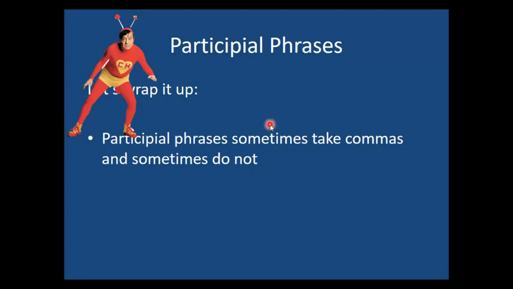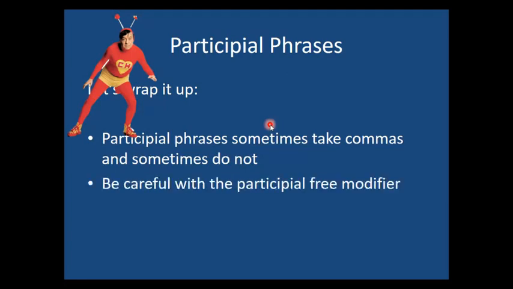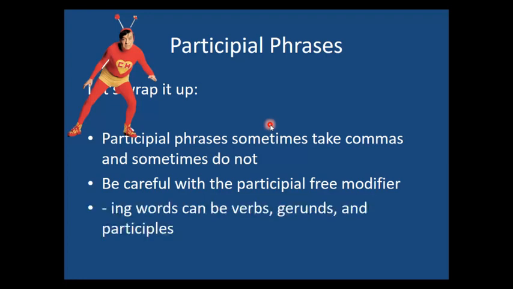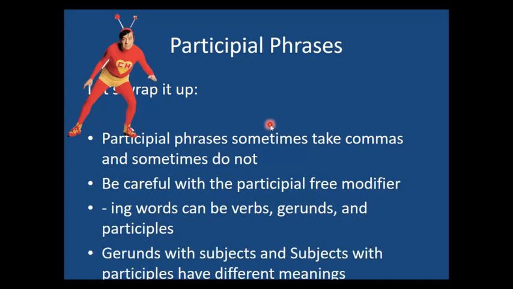All right. So a participial phrase sometimes takes commas, sometimes it doesn't. Second thing, be careful with that free modifier. You put it at the end of the sentence with a comma to modify the word all the way at the very beginning. Remember, ing words can be verbs, they can be gerunds, they can be participles. That's what makes grammar both amazing and really stupid. And then lastly, gerunds with subjects as opposed to subjects with participles have different meanings, as we proved in that last little example. It completely changes the meaning, whether it's the prancing that scares you or Mr. Fisher in a bug outfit.